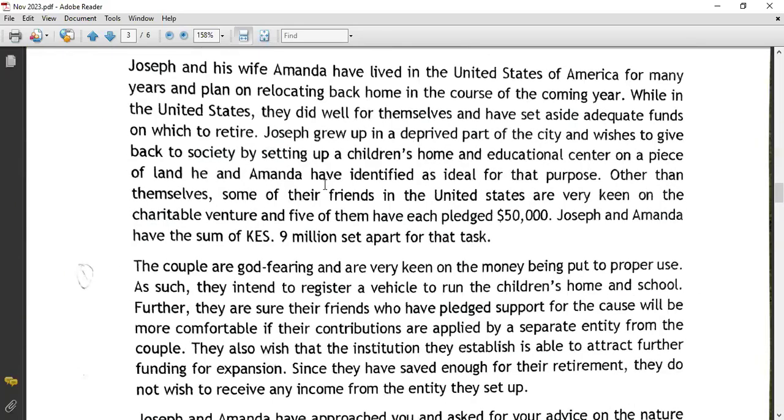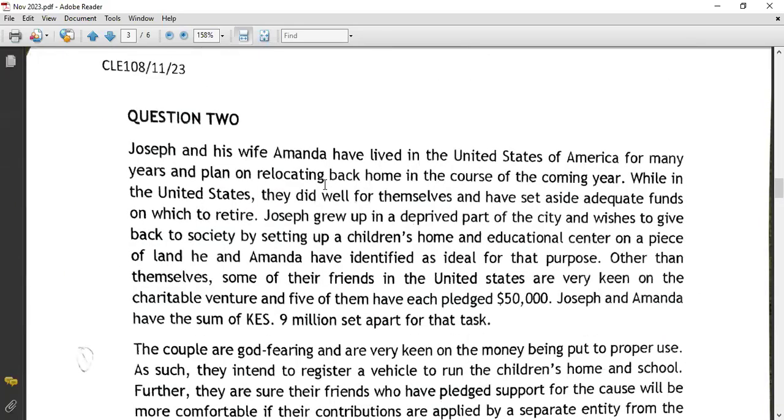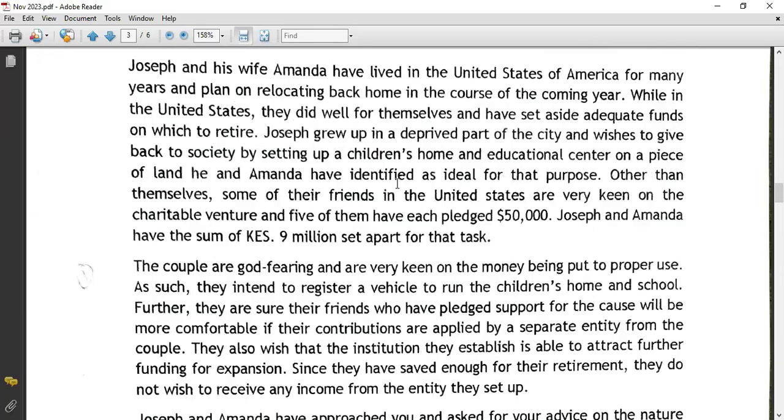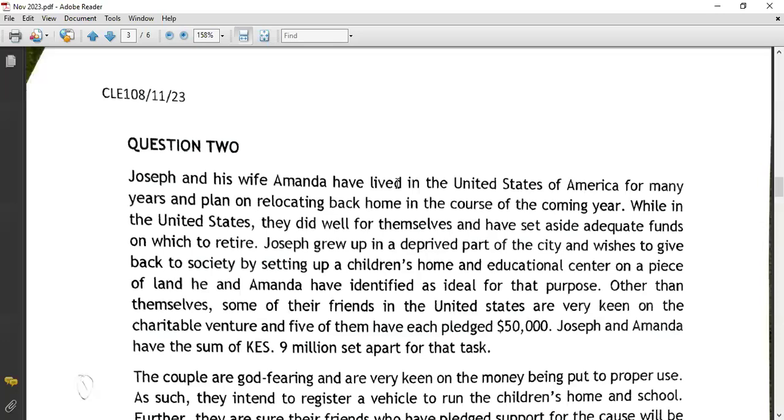Okay. So question 2. And you see the good thing with capital gains tax is that it is also in conveyancing. Yes. So you will be striking two birds with one stone.